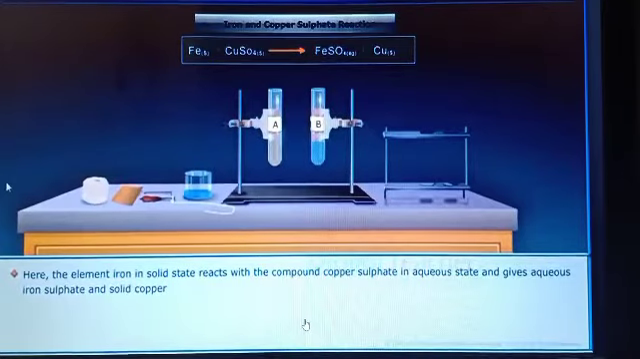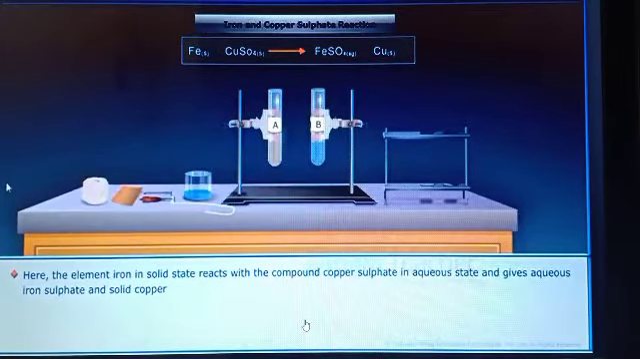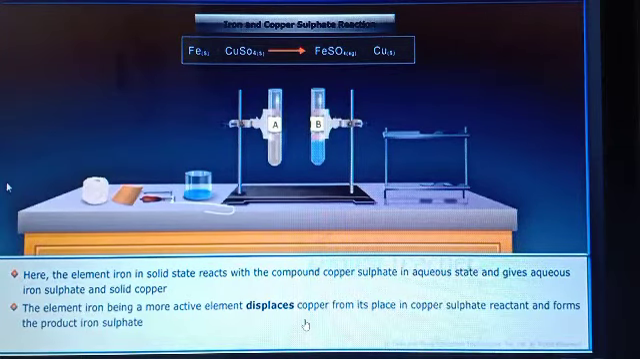So what is the conclusion? Here the element iron, in solid state, reacts with the compound copper sulfate in aqueous state and gives aqueous iron sulfate and solid copper. The element iron, being more active, displaces the copper from its place in copper sulfate reactant and forms a product called iron sulfate.